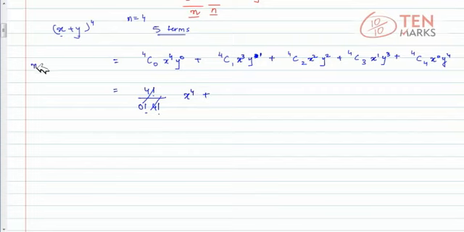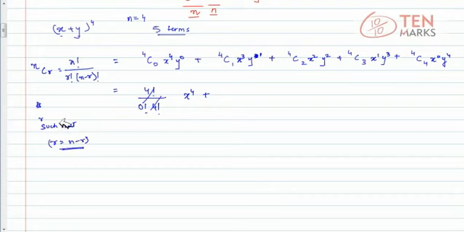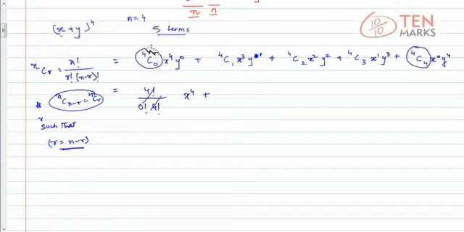Now, I should specify how I use this: nCr always equals n factorial over r factorial times (n minus r) factorial. So this is a rule that we should also remember. Now this also means that nC(n minus r) and nCr are always the same. So this means that 4C0 is the same as 4C4. Okay. So if this was 1, this is also 1. 4C1 is the same as 4C3.